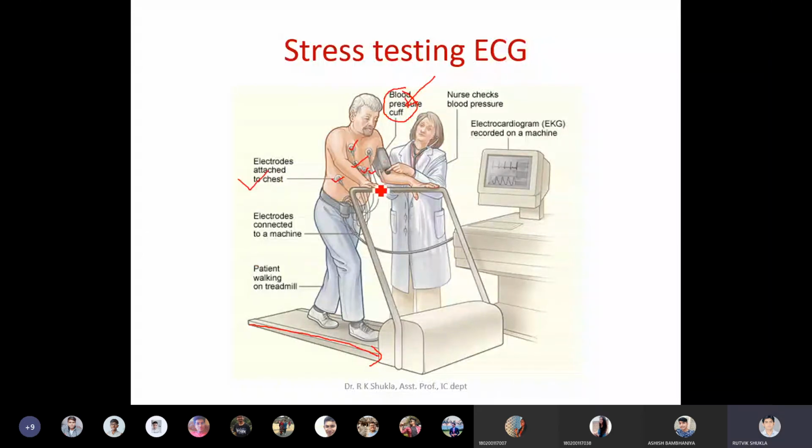Now, after attaching these, there is a waist belt. Here there is a belt, the waist belt. Everything is connected and written here. And from this cord, it is connected to the machine. This is your machine.